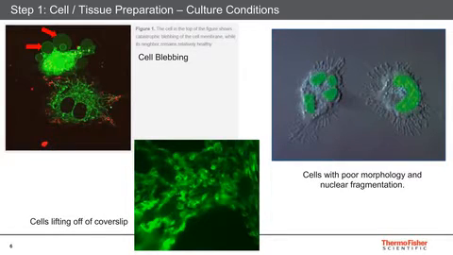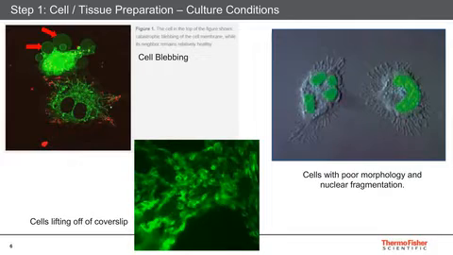Here's some examples of some cells that aren't really in the best state to start with. In the upper left, for instance, you can see a couple of cells labeled with 2 fluorescent dyes, and the cell at the top is unhealthy. You can see what's called cell blebbing, where the plasma membrane actually extrudes out into the media, a good sign that the cell's unhealthy or maybe has the wrong osmolarity.